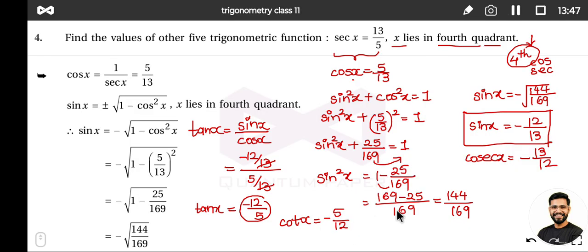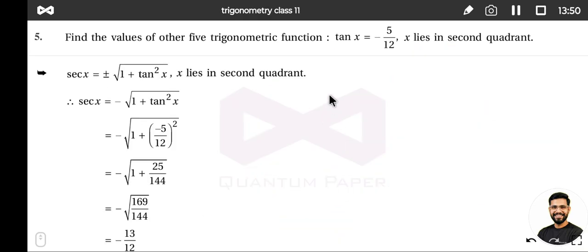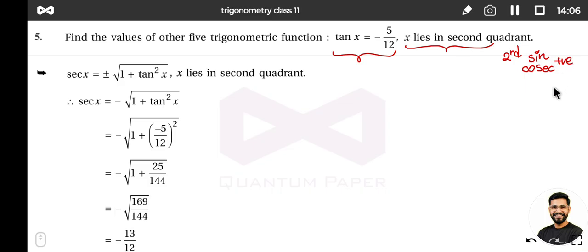Look at the next question. Tan x is given as minus 5 by 12, and x lies in the second quadrant. So in the second quadrant, we know that sine and the reciprocal of sine, cosec, these two are positive and the remaining are negative. So tan is given. If we take the reciprocal of tan, which is nothing but cot x, cot x is minus 5 by 12 become 12 by 5 reciprocal, so minus 12 by 5. So tan and cot is done.